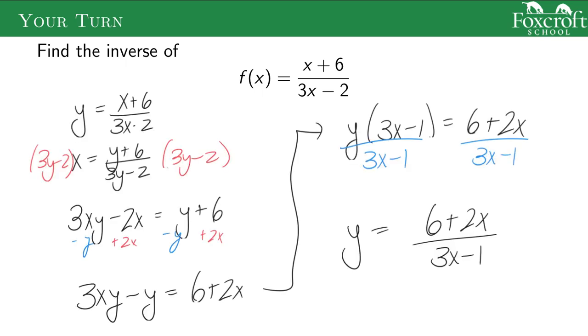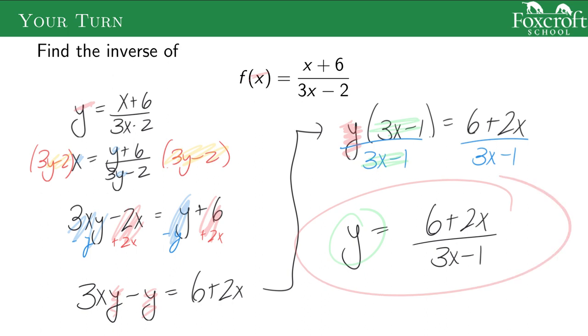And here's all the work for what you should have gotten. Replace the function notation, switch the x's and y's, multiply by the denominator. Remember to distribute on the left. Move the y's together and the other stuff together. Notice you have a common y, so you factor it out to the front, and then divide by whatever that term is to get your y all by itself. So here's our final answer for the inverse of that function.